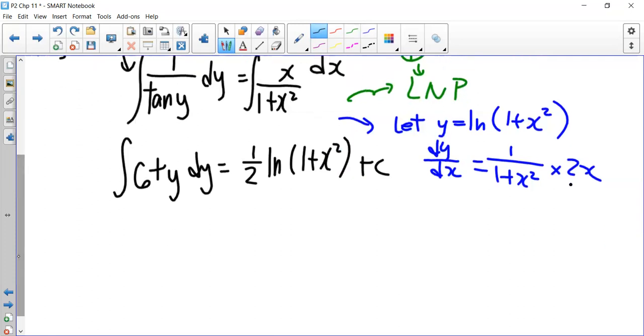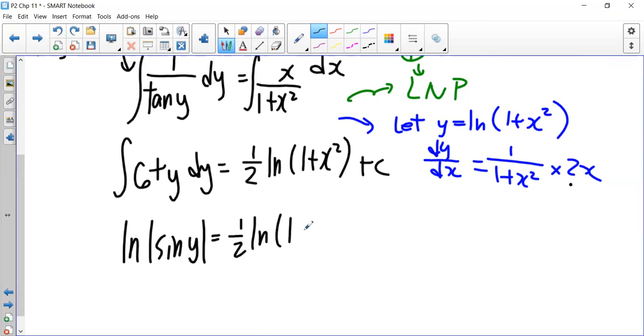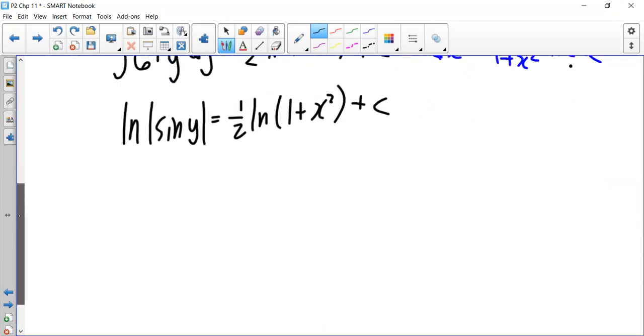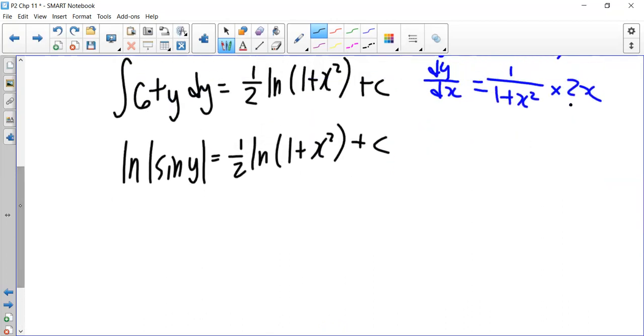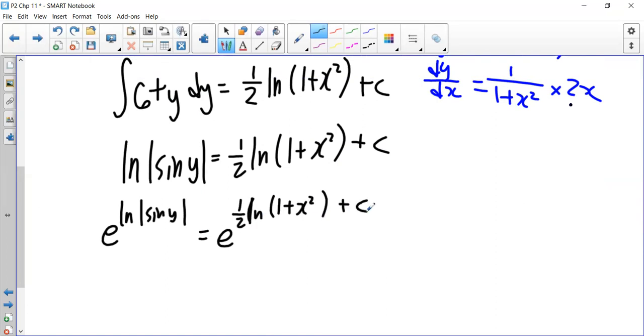Now, we know the integral of cot y, as I said from the formula booklet, is ln sine y. So ln sine y equals a half ln of 1 plus x squared plus c. Remember this: with ln on the left-hand side, we can put an e underneath it. So e to the power of ln sine y equals e to the power of a half ln of 1 plus x squared plus c. Now, everything is on top of the power of e. E and ln cancel out, so the left-hand side is just sine y. On the right-hand side, this e and ln can't cancel out because of the power of a half.